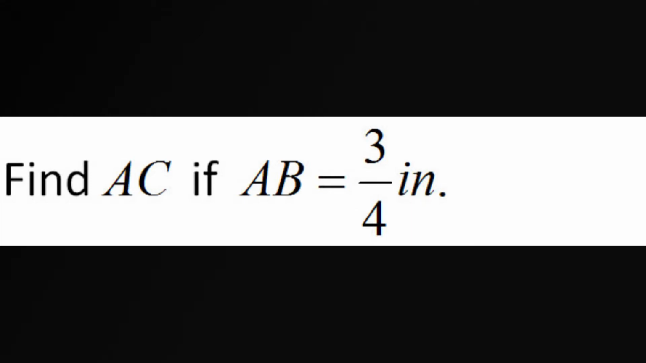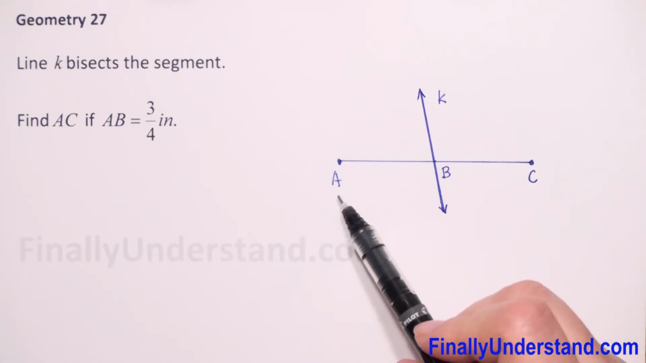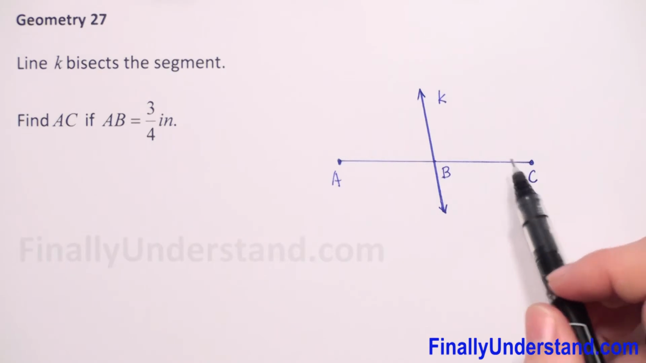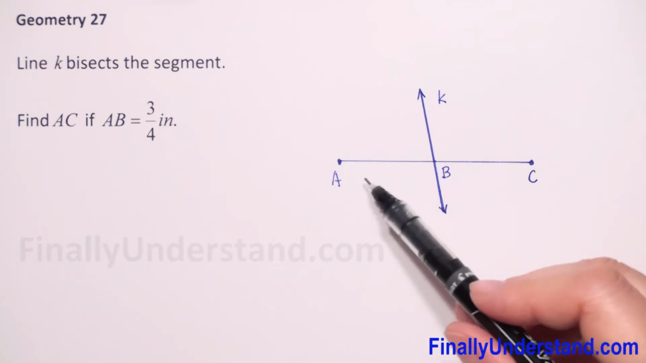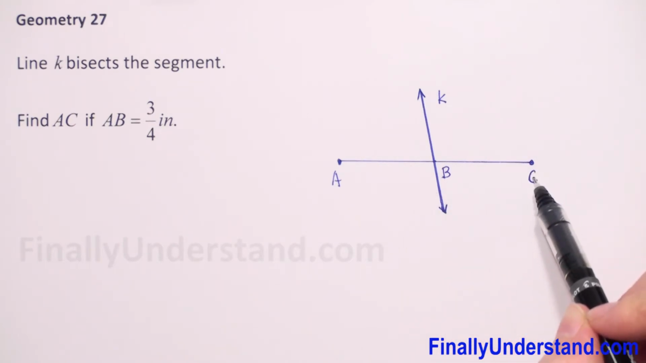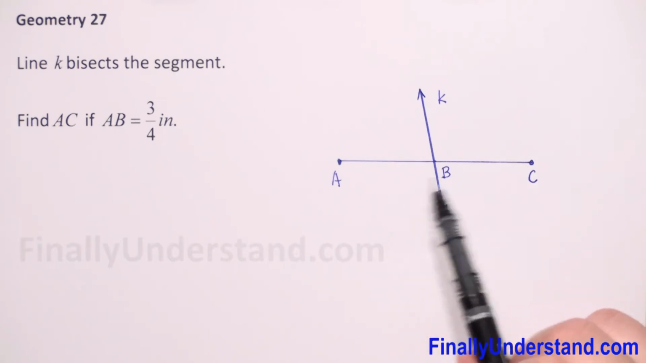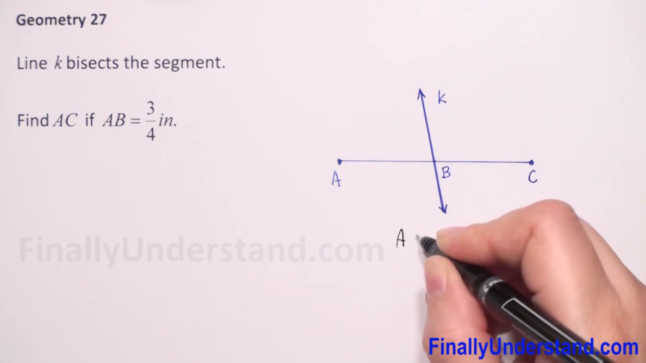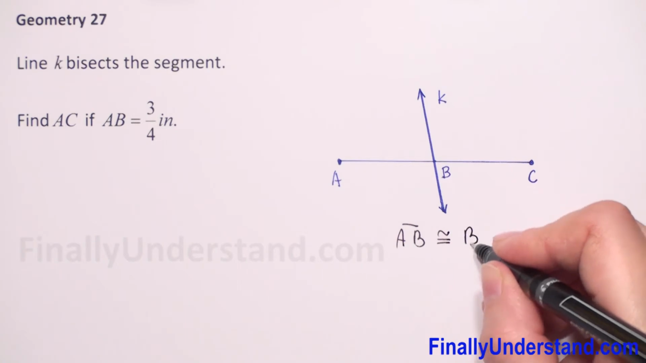We are given that line K bisects the segment. It means that segment AB is congruent to segment BC, because line K bisects the segment. It means it divides segment AC into two segments that have the same length. So we can write that segment AB is congruent to segment BC.